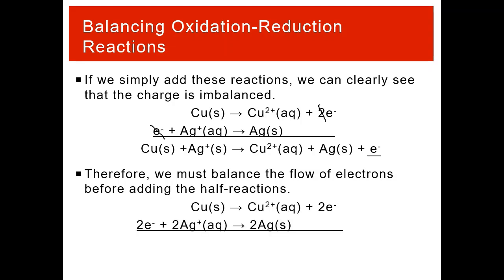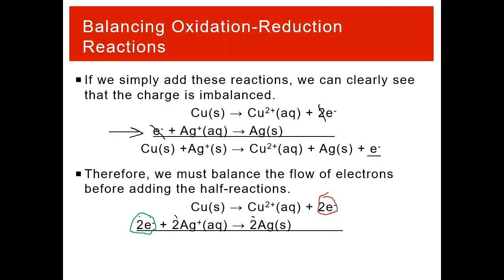Therefore, we make the half reactions and we balance the flow between them. So how we can do that is we take this second reaction where there's only the 1 electron going in, and we multiply all of the coefficients by 2 to make it 2 electrons that are flowing in. So we can think that there are 2 electrons that come out of the oxidation process and 2 electrons that go into the reduction process.